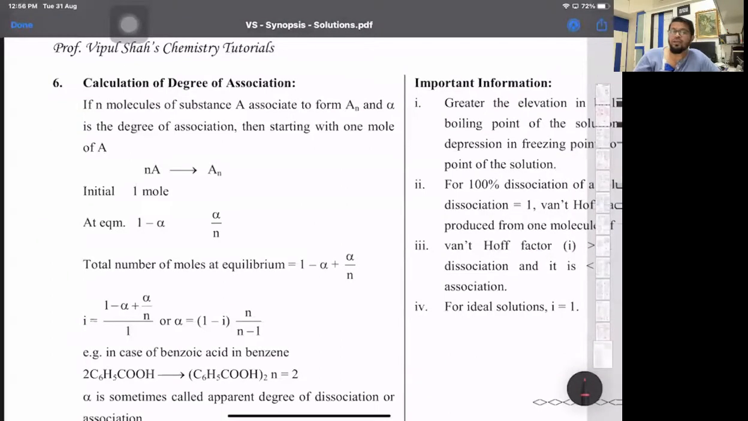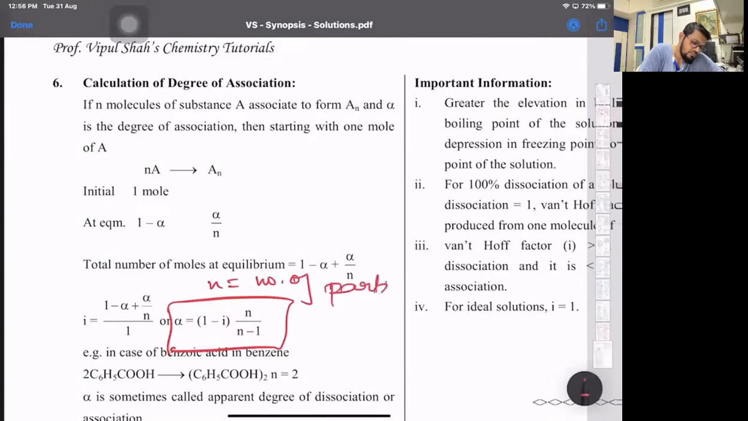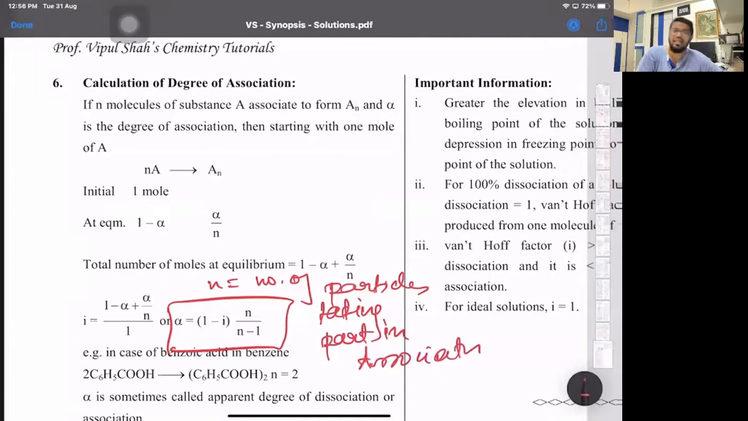Similarly, for the Van 't Hoff factor of association, the formula is this: alpha is (1 minus i) into n upon (n minus 1). But again, i is the same Van 't Hoff factor. What is n now? n is the number of particles taking part in association. So if acetic acid dimerizes in benzene, then the number of particles n will be 2, because it's going to form a dimer. So 2 will become 1 that way.